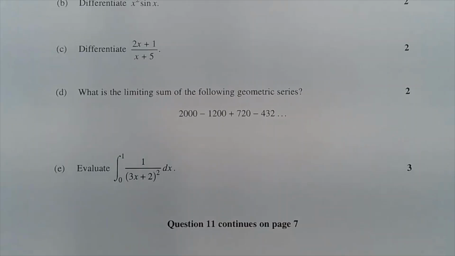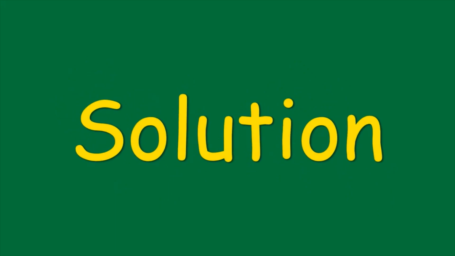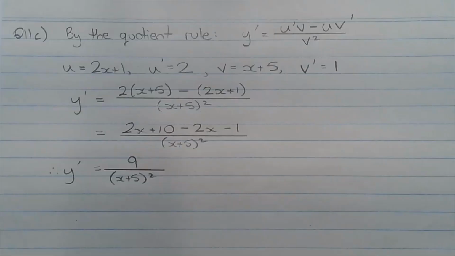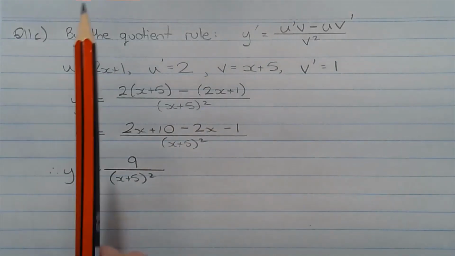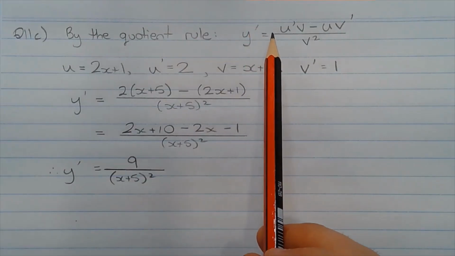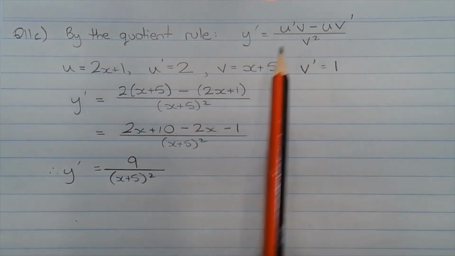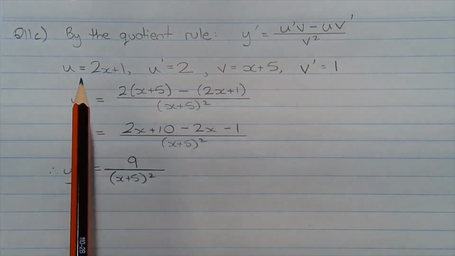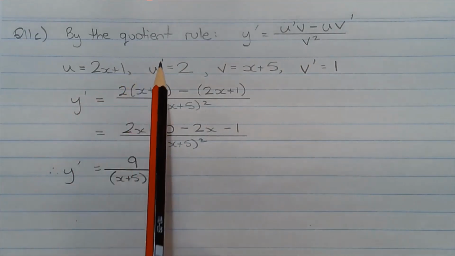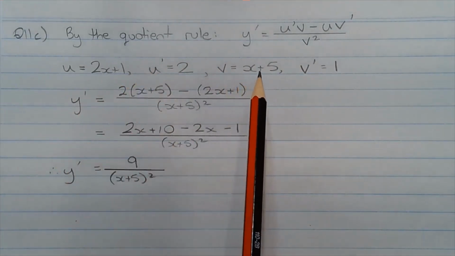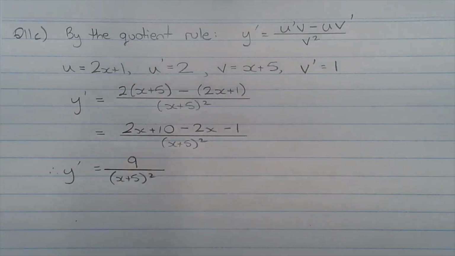Question 11c. Differentiate 2x plus 1 over x plus 5. We are dealing with the first derivative of a quotient of two functions in x. Hence, we use the quotient rule. So by the quotient rule, y dash is equal to u dash v minus uv dash over v squared, where u is equal to 2x plus 1, u dash is equal to 2, v is equal to x plus 5, and v dash is equal to 1.